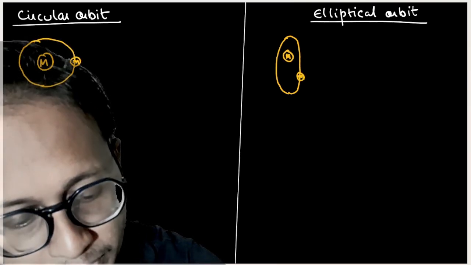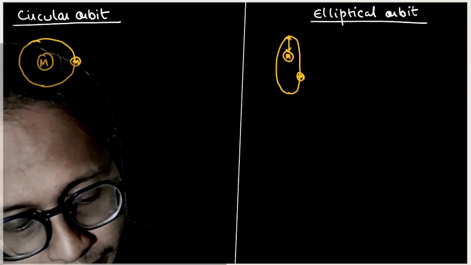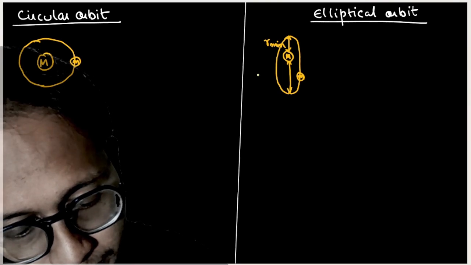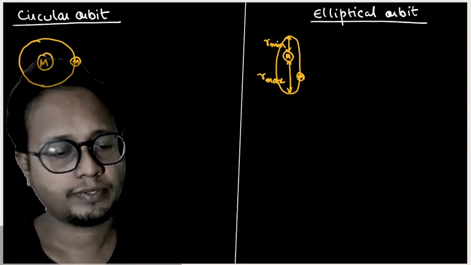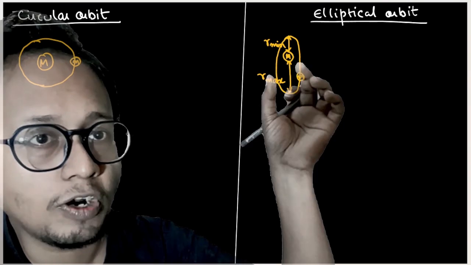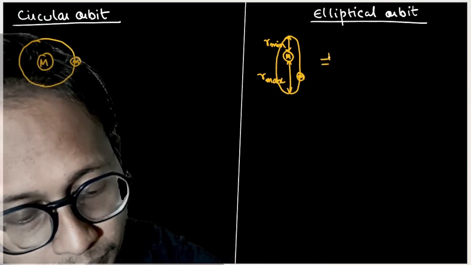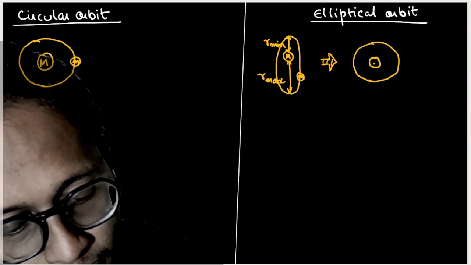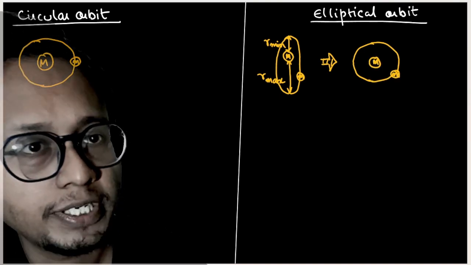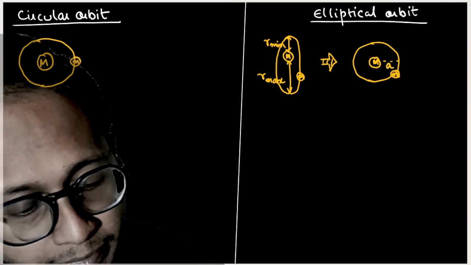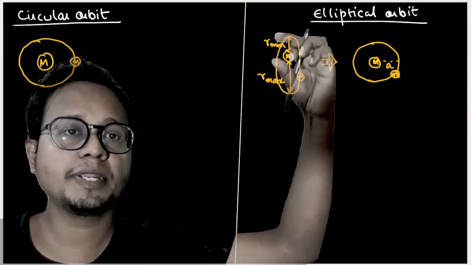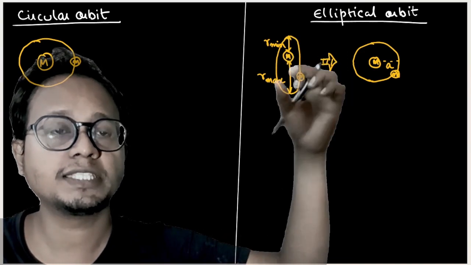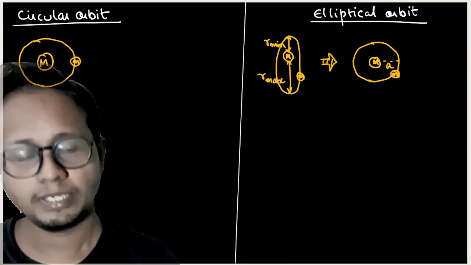In an elliptical orbit, you need to know two things: r minimum, the minimum distance from the parent mass, and r max. For an elliptical orbit, you must convert this elliptical orbit into a circular orbit. This planet is rotating, and the radius of the circular orbit is nothing but the semi-major axis. The semi-major axis is r minimum plus r maximum divided by 2. That means the minimum distance plus the maximum distance divided by 2 is the semi-major axis.